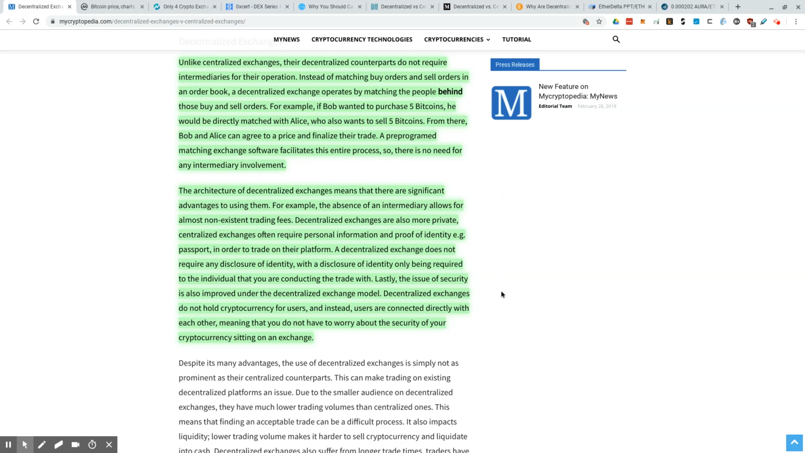Lastly, the issue of security is also improved under the decentralized exchange model. Decentralized exchanges do not hold cryptocurrency for users, and instead users are connected directly with each other, meaning that you do not have to worry about the security of your cryptocurrency sitting on an exchange. So this is actually one of the bigger points.